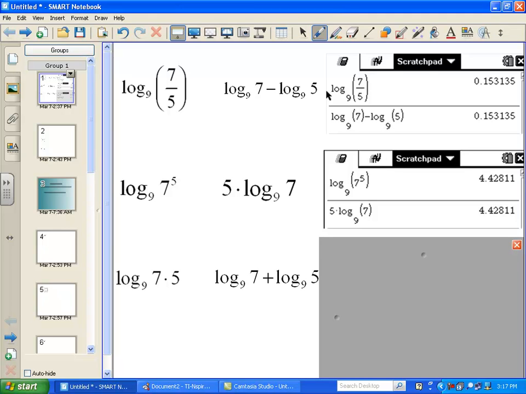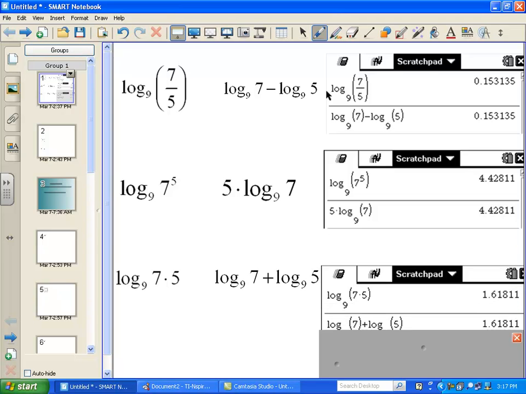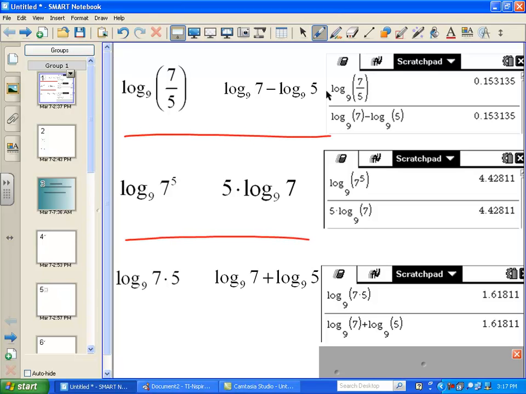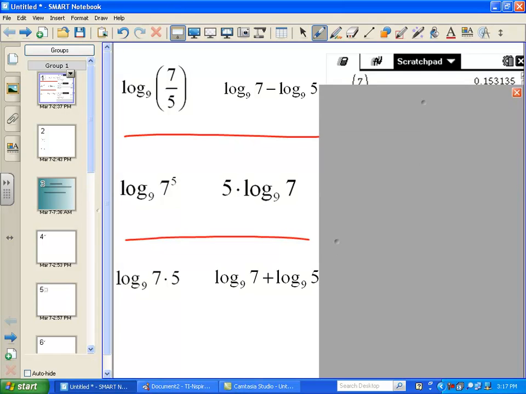We put these two logs in, and even though they look a little bit different, we ended up getting the same value. And of course, you guessed it, same thing for the last two. We ended up getting the same value for these two logs. So it's hinting at this relationship between these top two and the middle two and then the bottom two.